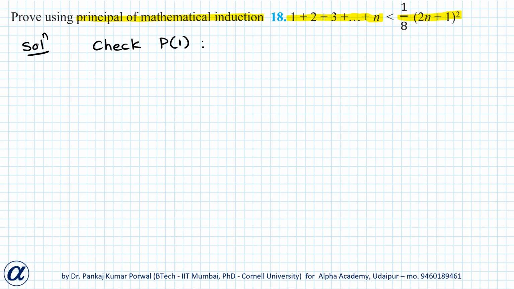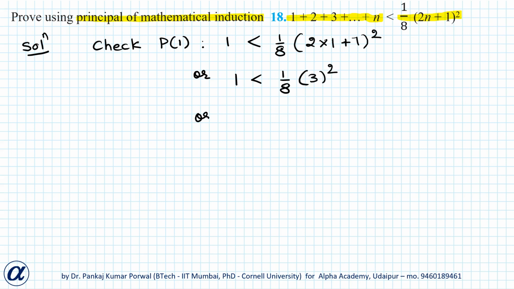For n = 1, there will be only one term in the series on the left hand side of our inequality. So that will be just 1 less than (1/8)(2·1 + 1)², or 1 less than (1/8)·3², or 1 less than 9/8, and we know this is true, so P(1) is true.